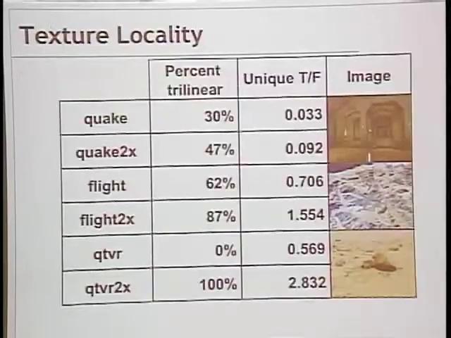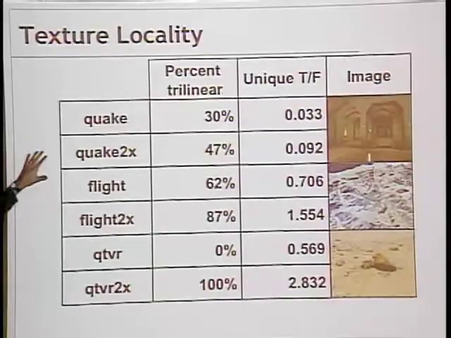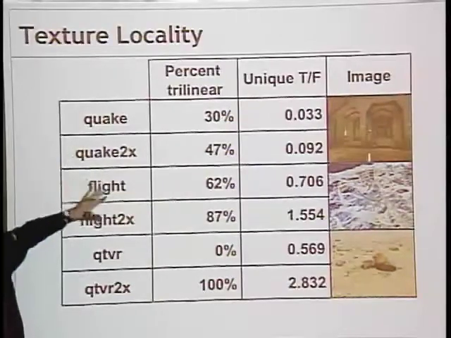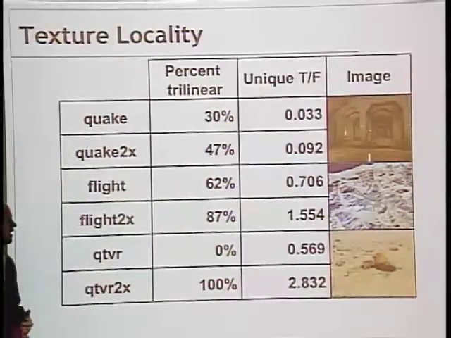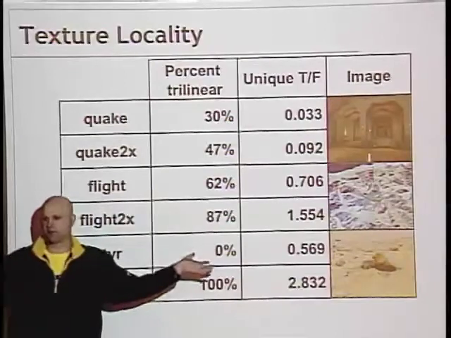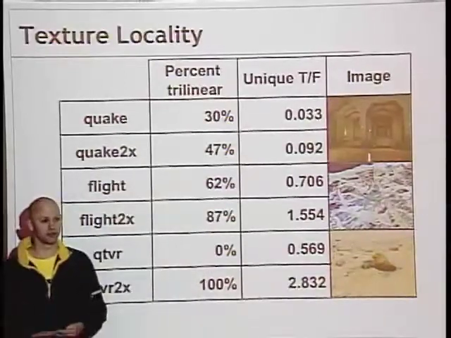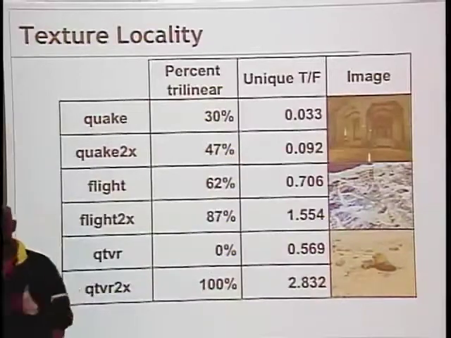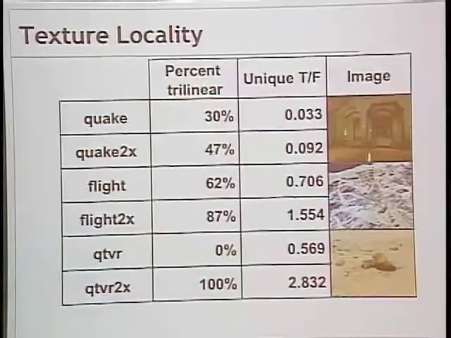Again, these are really old scenes that we've seen before, but just to look at the unique texel to fragment ratio, scenes are very different. You get a lot of reuse in Quake. Quake just ends up using the same textures tiled over and over. Whereas when you get to Flight and QuickTime VR, these are using MIPMAP accesses, so there are more accesses per fragment, but there's not a lot of reuse. If you think about QuickTime VR, it's just this big panorama, so you're not getting very much reuse out of that. Different applications are going to vary by a substantial amount.